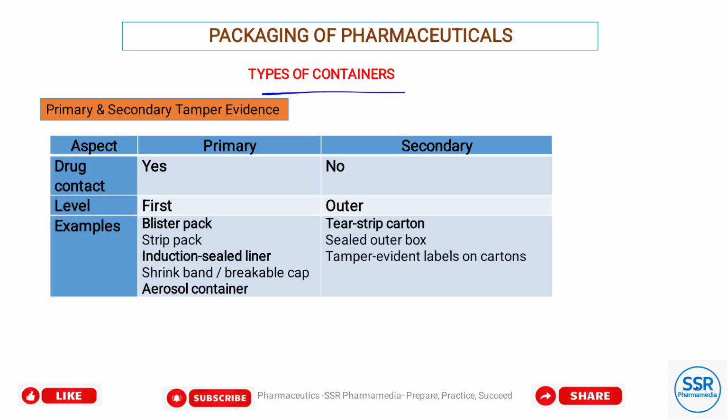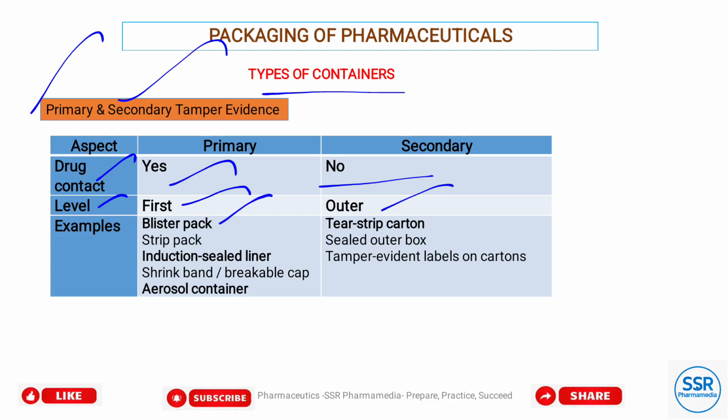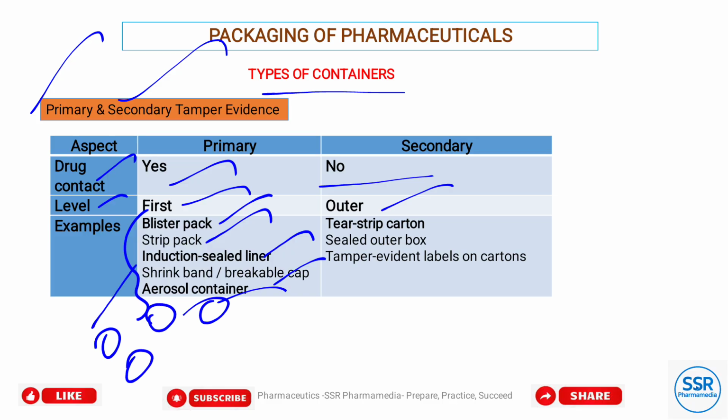So next is the types of container, that is primary container and secondary container. Primary tamper evidence, secondary tamper evidence. So here in drug contact aspect, primary is in contact but secondary is not directly in contact with the medicines. Primary is the first level because it's directly in contact with the medicines, and secondary is the outer package. It is used for the outer packaging. Examples: blister pack, strip pack, induction sealed liner, shrink band, breakable cap, aerosol container.